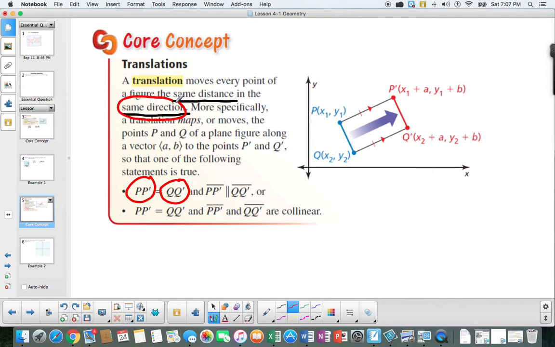Okay, how do we describe direction? We describe direction with parallel. So if we're going to move in the same direction, it means that these points are going to be moving parallel to each other.